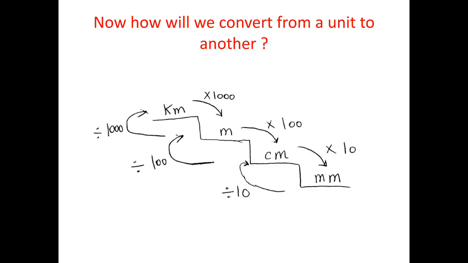So remember, from the kilometer to the meter, it's 1000. From the meter to the centimeter, it's 100. From the centimeter to the millimeter, it's 10. And the same numbers are in the opposite side. How will we use this model?